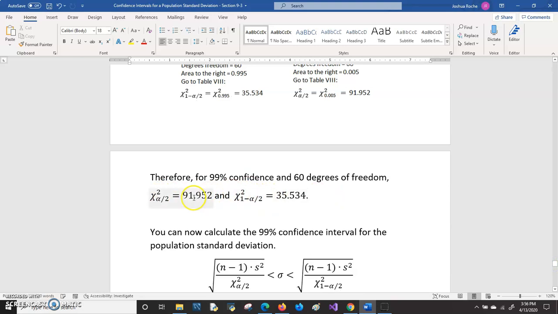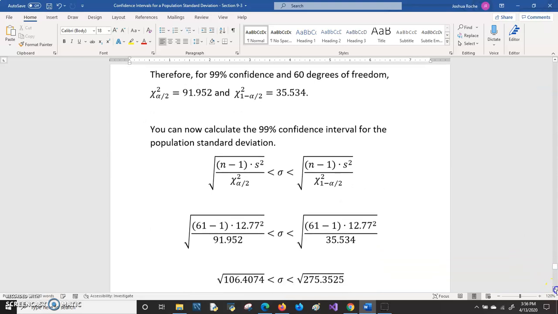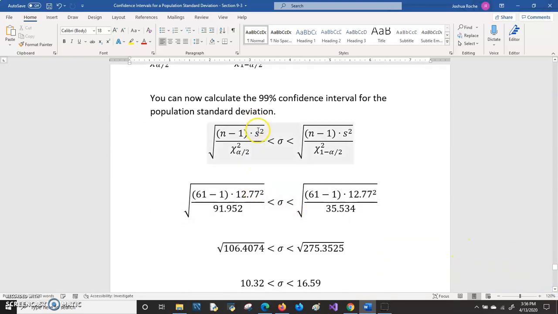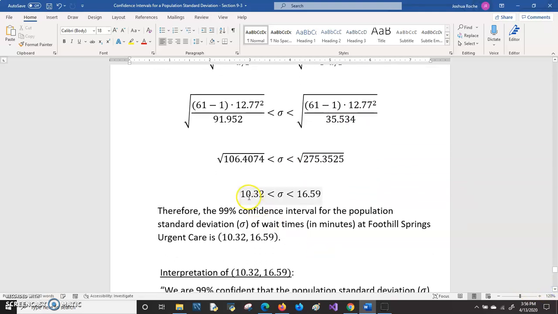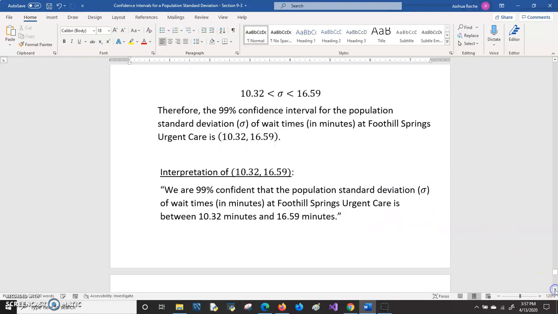Now that we have these two chi-squared values, we can plug those values into the formula, put all the other values into the formula, the sample standard deviation and the sample size, simplify the inside, take the square root of both of those, and it comes out to 10.32 for the lower bound and 16.59 for the upper bound. So that 99% confidence interval for the population standard deviation of wait times at Foothill Springs Urgent Care is 10.32 for the lower bound, 16.59 for the upper bound.